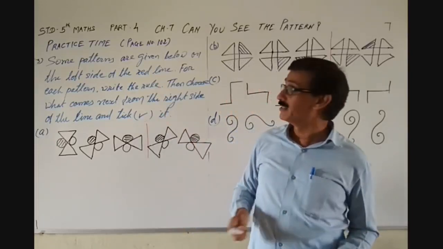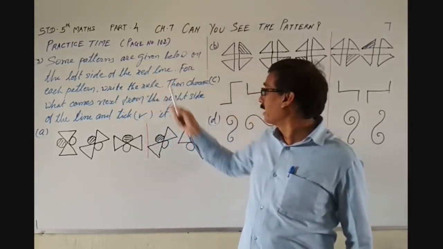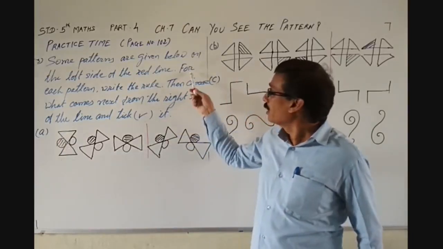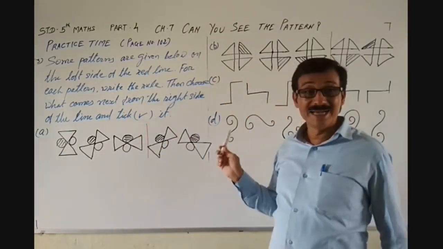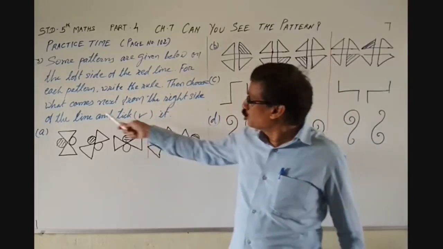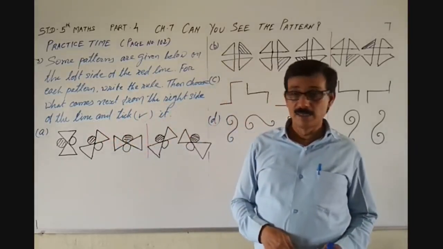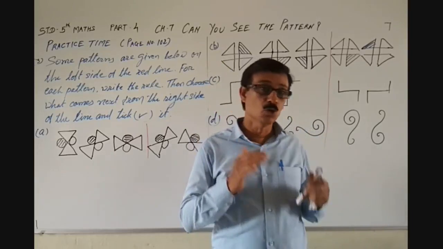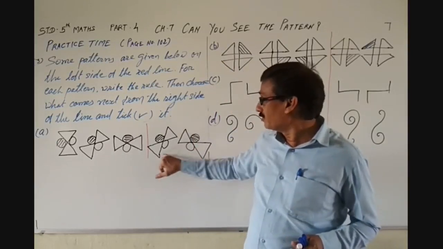First of all, let's see what is the question. Some patterns are given below on the left side of the red line. You can see there is a red line and on the left side there are some patterns. For each pattern write the rule, which rule they are following. Write the rule, then choose what comes next from the right side of the line and tick. First of all, we have to write the rule, and after understanding the rule, then we have to choose which will come next.